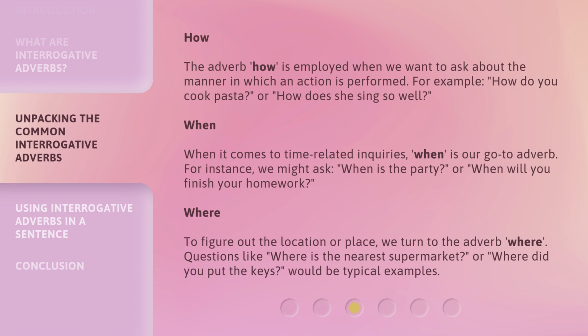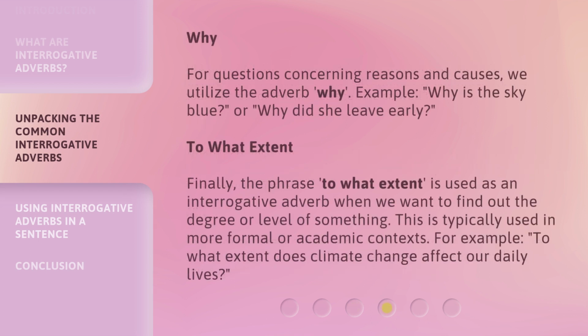Where. To figure out the location or place, we turn to the adverb where. Questions like, where is the nearest supermarket? Or, where did you put the keys? Would be typical examples. Why. For questions concerning reasons and causes, we utilize the adverb why. Example, why is the sky blue? Or, why did she leave early?